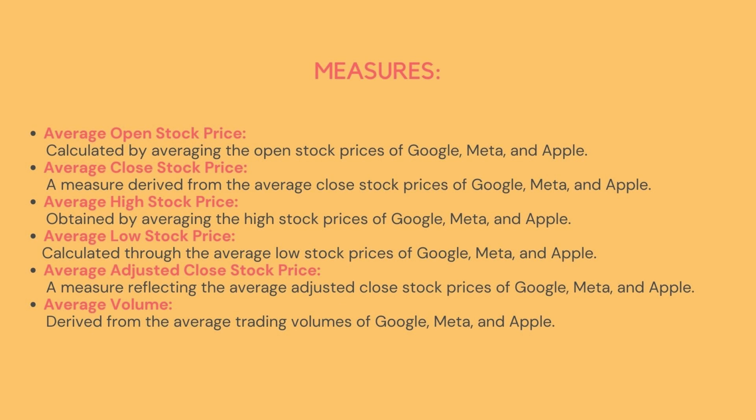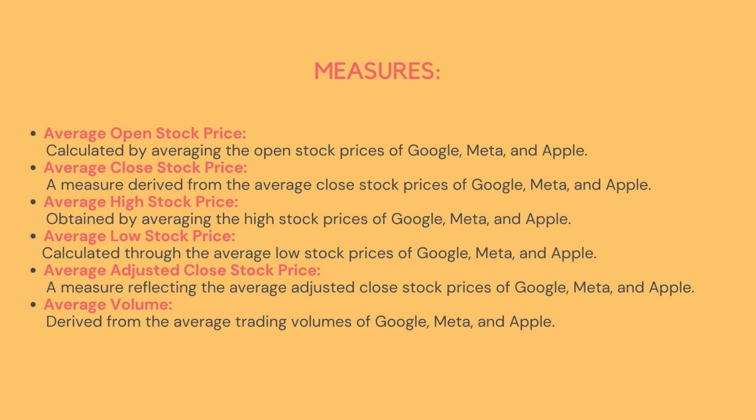And secondly, we have to define the average of close stock prices of all three companies. And third, we have to define the average high stock prices for the three companies. And fourth, we have to define the average low stock prices of all three companies. And second last, we have to define the average adjusted close stock prices of the three companies. And the last, we have to define the average volume for all three companies. We have defined different kinds of measures for it.